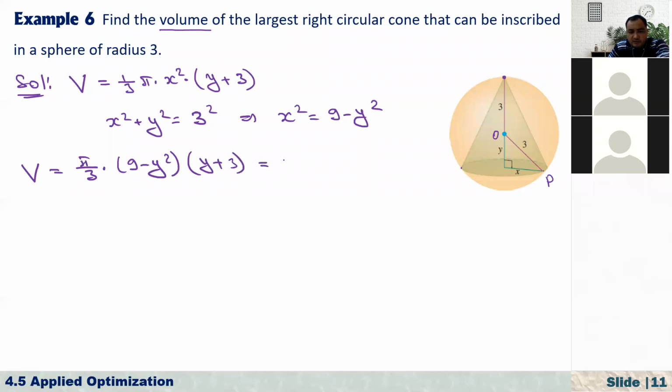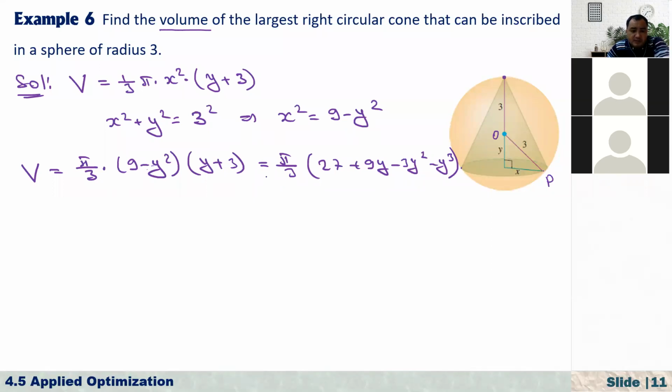If you just expand this, we have pi over 3 times: minus y squared times y is minus y cubed; 9 times 3 is 27; 9 times y is plus 9y; and 3 times y squared, minus 3y squared. So that is our volume function.